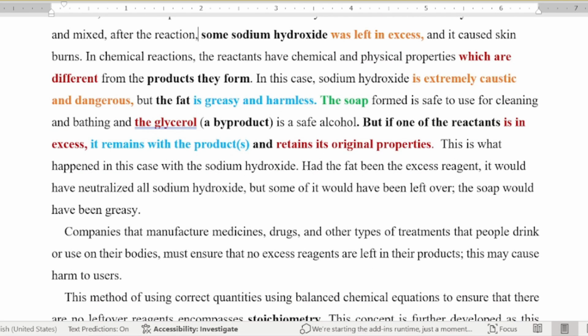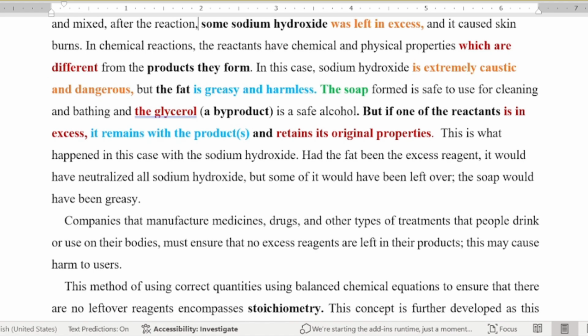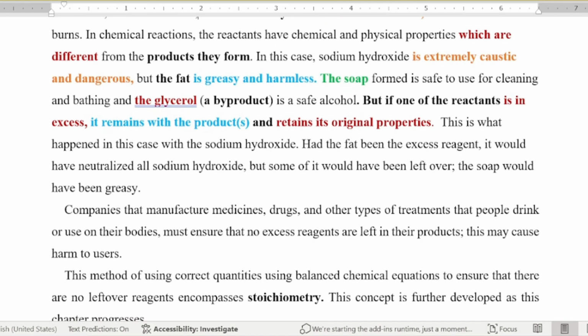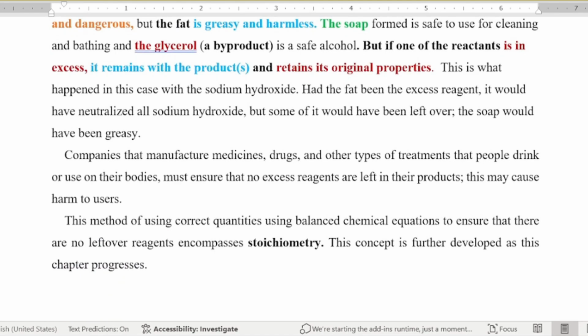In chemical reactions, the reactants have physical and chemical properties which are different from the products they form. In this case, sodium hydroxide is extremely toxic and dangerous, but the fat is greasy and harmless. The soap formed is safe to use for cleaning and bathing, and the glycerol, a byproduct, is a safe alcohol. But if one of the reactants is in excess, it may remain with the product and retain its original properties. This is what happened in the case of sodium hydroxide.